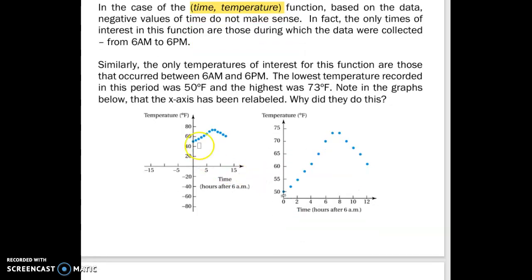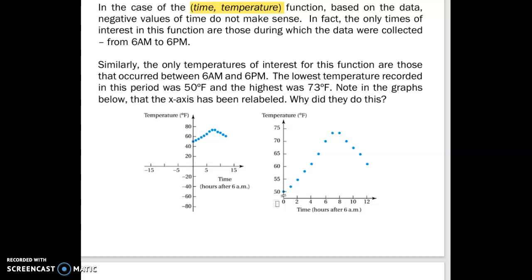And then down below, we see the same data put into a picture or graph. They show you two graphs here, and we ask ourselves, which one is the best graph for this data? Instead of using 6 a.m., 7 a.m., 8 a.m., they represent the hours since 6 a.m. So 2 hours since 6 a.m. would be 8 a.m., and 12 hours since 6 a.m. would be 6 p.m.